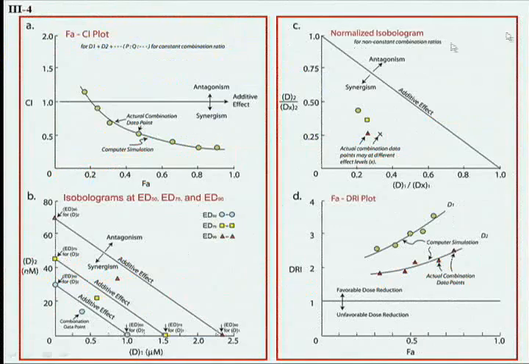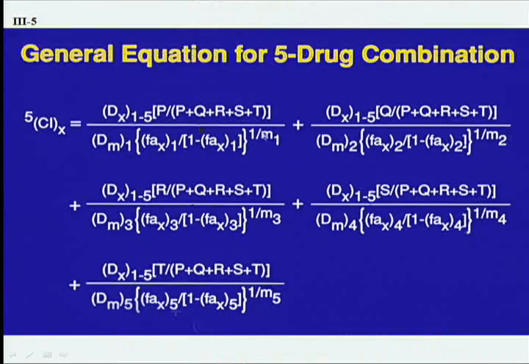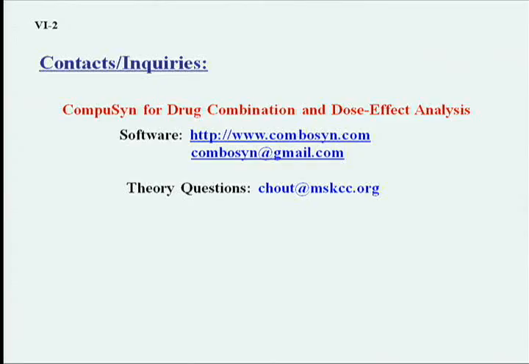And this is just a graphic in my review article, computer generated for simpler illustration. This is the pharmacology review article, which is 61 pages. The top journal, number 7 of 3,000 journals. This gave me 61 pages of length to publish this review article. And this is the general equation for 5 drug combination. It looks complicated, but a computer can do the simulation in less than a second. This is the N drug combination equation. All these equations are in my pharmacological review article.